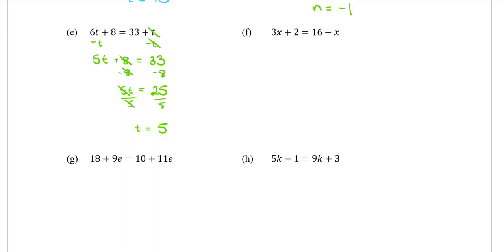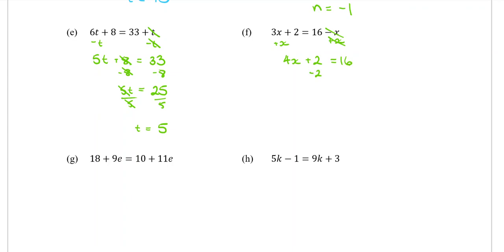Okay, hopefully it's getting easier the more of these we do. Let's do F. So we have an x over here on the far right hand side. The opposite of a minus x is to plus x. Do it to both sides of the equation. 3x plus x makes 4x plus the 2 equals 16. Then solve the two-step equation.